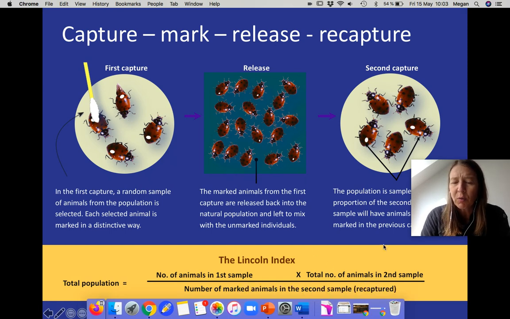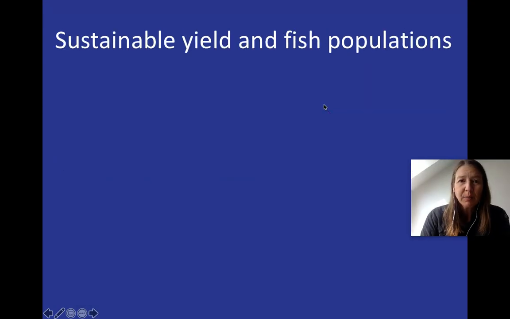So it'll be different ways that they represent those letters. But essentially, it's the total in the first capture times the total in the second capture, divided by the remarked individuals in that second capture. Okay? All right.